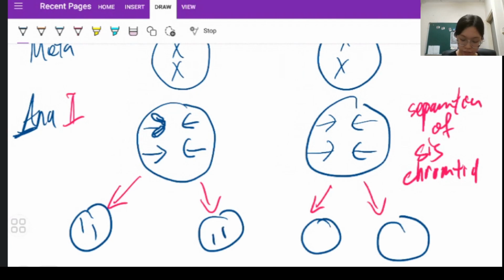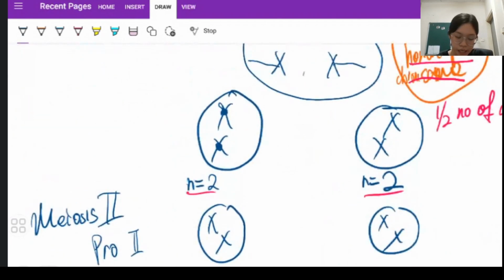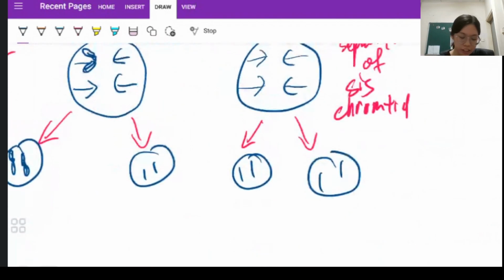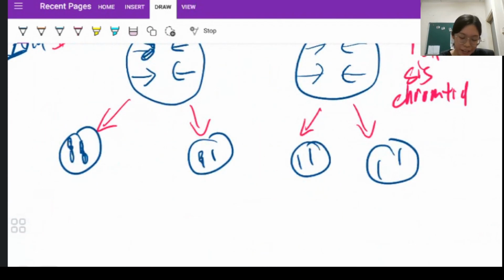Okay, and then let's see what happens to the number of chromosomes right here. Did it get halved again? No, it didn't get halved again. It still has 2 chromosomes, the same as after meiosis 1. It is still n equal to 2. It's just that now it is left with single chromatids. So 1, 2.